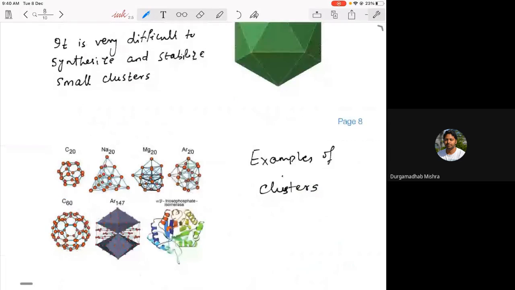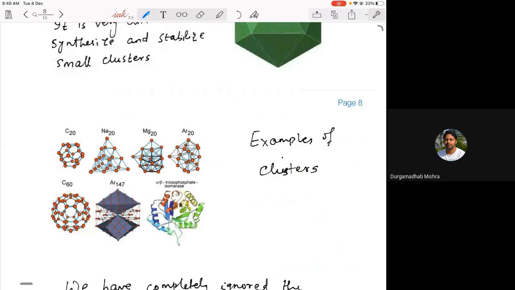So these are some examples of different clusters which are stable. Okay, so carbon 60 is quite well known, the fullerene, and then you have these different clusters, and they can have all different shapes or geometries. All these geometries or shapes of the structure are determined by theoretical calculations, and they show that these are the stable configurations that you can get. Look, you have the same 20 number of atoms, but depending on what the atom is, the structure is different. Okay.